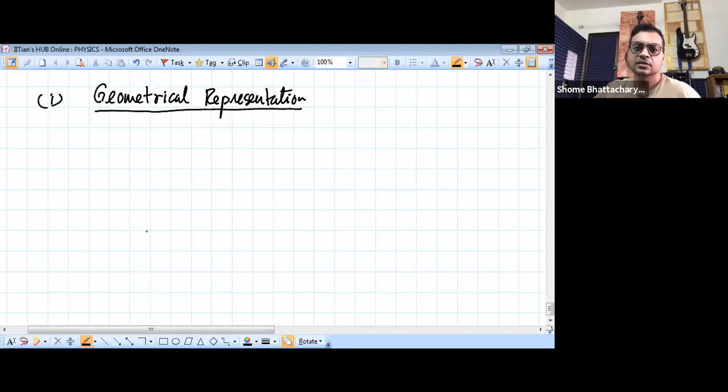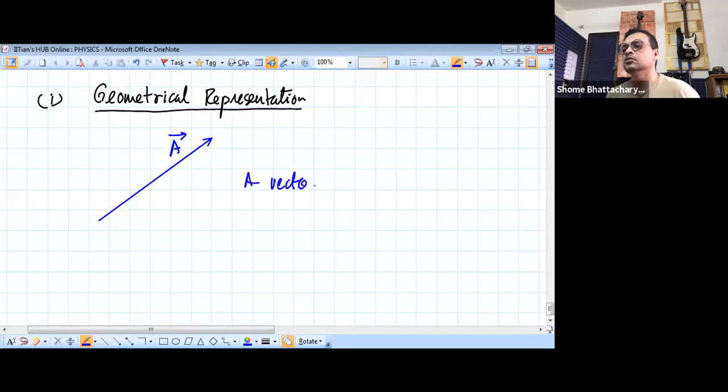So if a quantity is double in magnitude to another, then its bar will be double the length. So similarly, we can represent length as a magnitude. But here we have to represent not only the magnitude, but direction also. So how do we represent both magnitude and direction geometrically? We make use of what is called an arrow. So geometrically, vectors are represented by what we call vector arrows. So the geometrical representation of a vector is using an arrow.